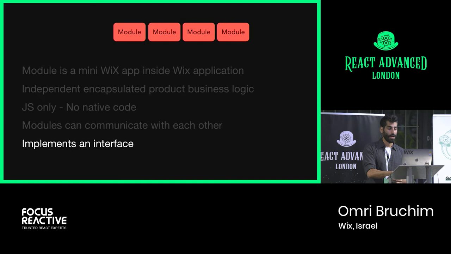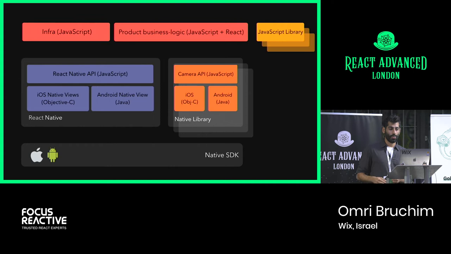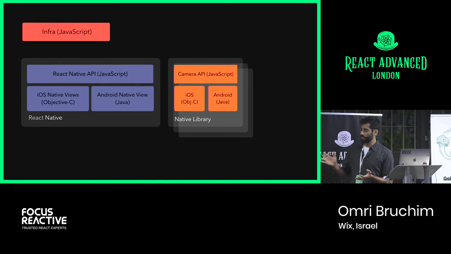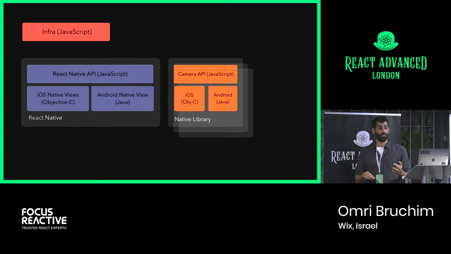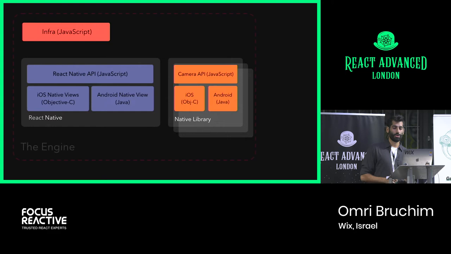This was the product side. And now we're done with the product teams. Let's focus on the left side. So we took all of these parts. We have the infra JavaScript, which includes the infrastructure of the app, the React Native framework, and all the native libraries. Native libraries, if you remember, should be inside the iOS and Android projects. And we put them into a new kind of entity. It's a new repo. We call it the engine.